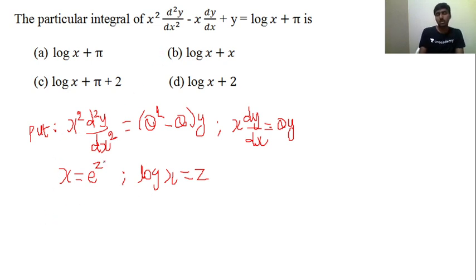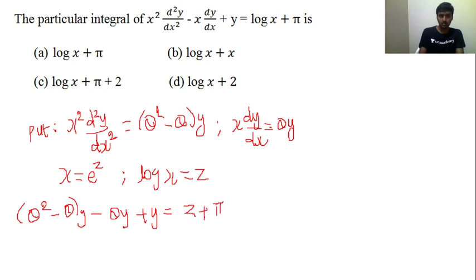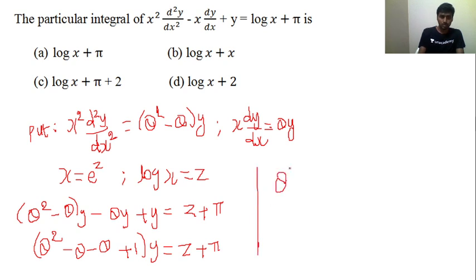Now substitute this into the above equation. When you are substituting, theta square minus theta into y minus theta y plus y is equal to, instead of log x, substitute z, so z plus pi. Now theta square minus theta minus theta plus 1 into y is equal to z plus pi, that is theta square minus 2 theta plus 1 into y is equal to z plus pi.